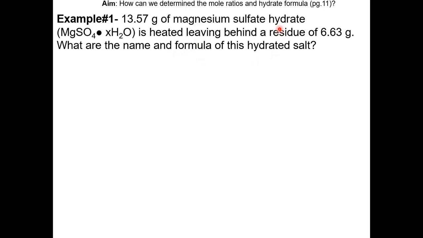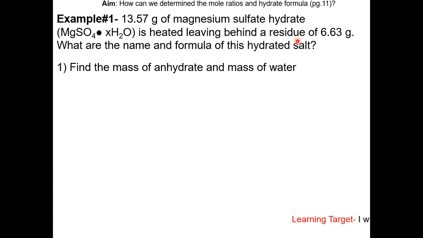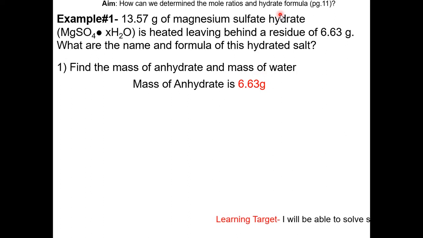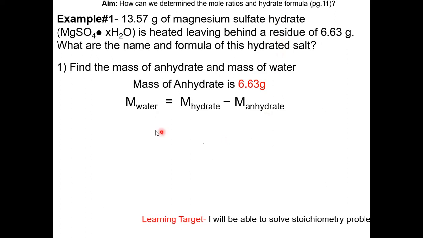Basically, you have your hydrate. You heat up the hydrate until all the water evaporates, leaving behind the anhydrous ionic compound, which is the residue. So the first step is to figure out how much water evaporated. We're first going to find the mass of the anhydrate and the mass of water. Anhydrate is the anhydrous ionic compound. It is the residue. To get the mass of water, we have to do the hydrate mass minus the residue mass. So this is the equation.